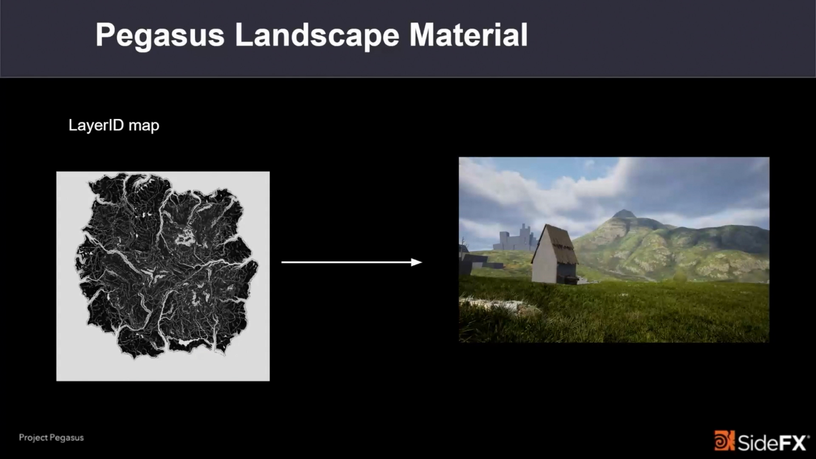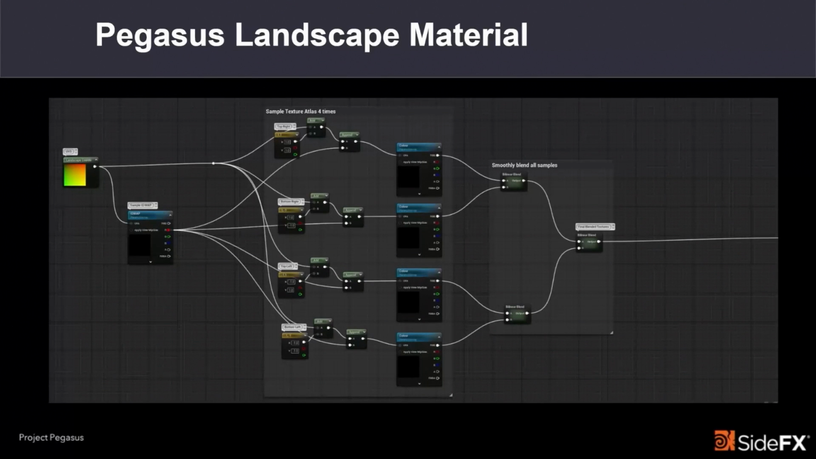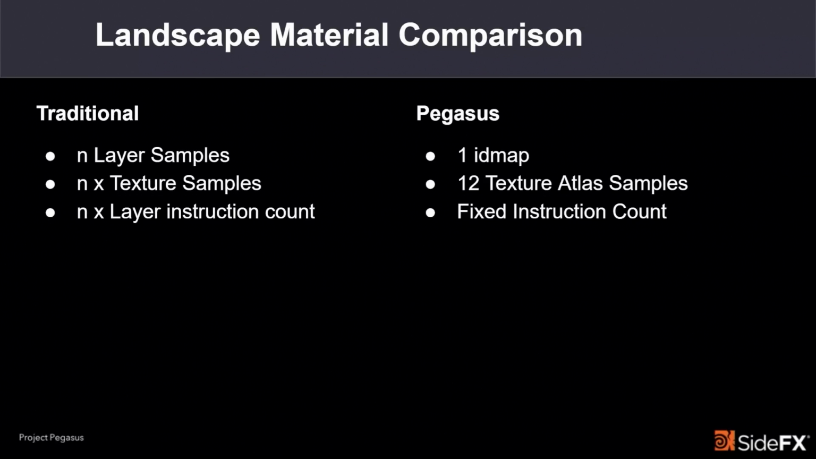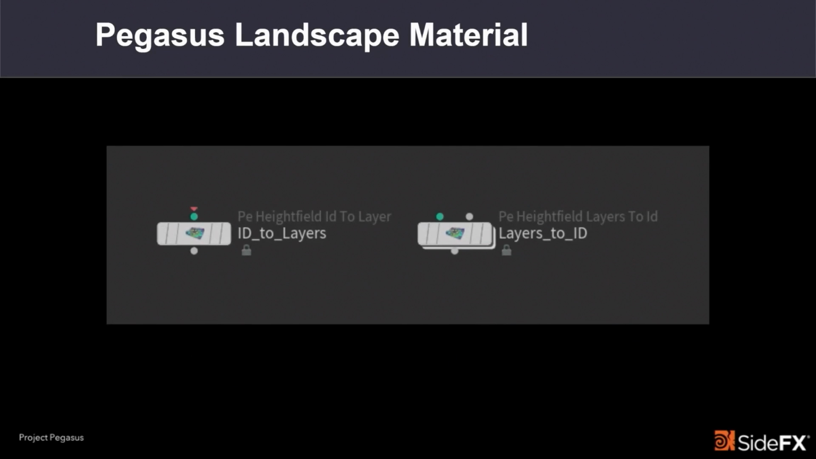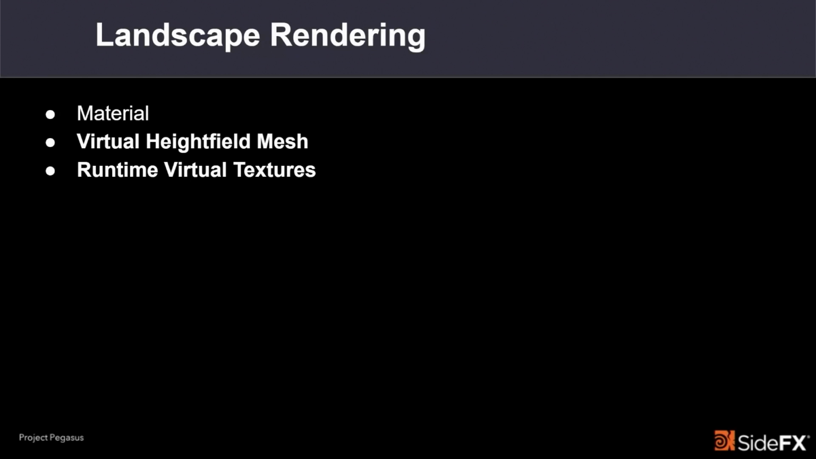That single ID map texture is read only once, and then the value you get from it is used to index into a Texture2D array. What this means is that instead of having a number of layer samples that scales with the number of layers you have, no matter how many layers you have, you only have the one ID map and 12 texture samples, assuming 4 samples for the color, 4 for normal, and 4 for your other kinds of textures. We also built some nodes to help with that workflow.